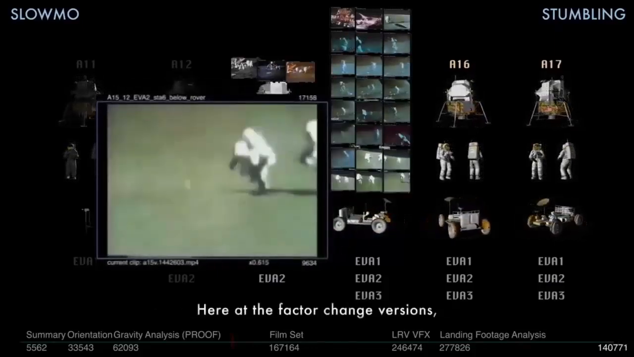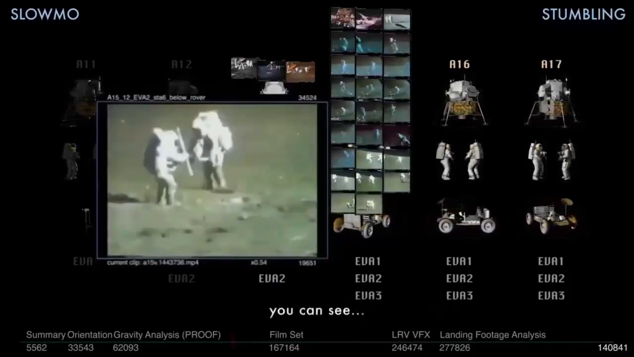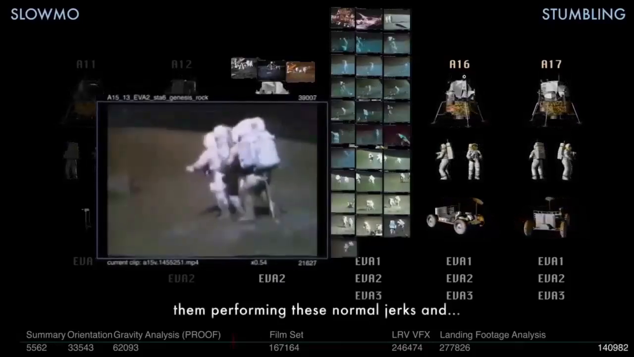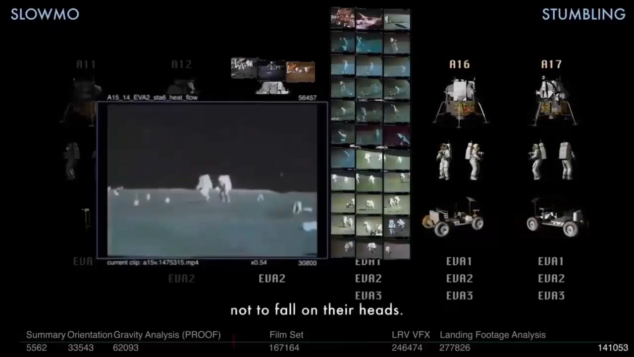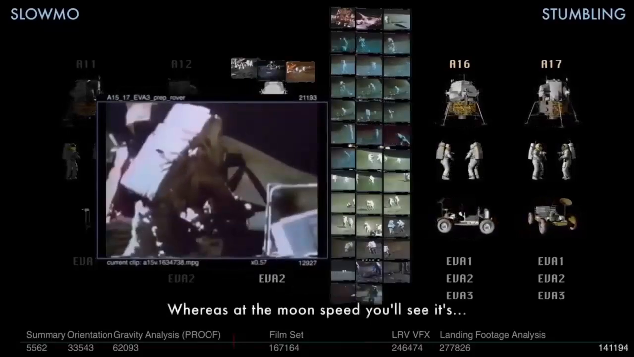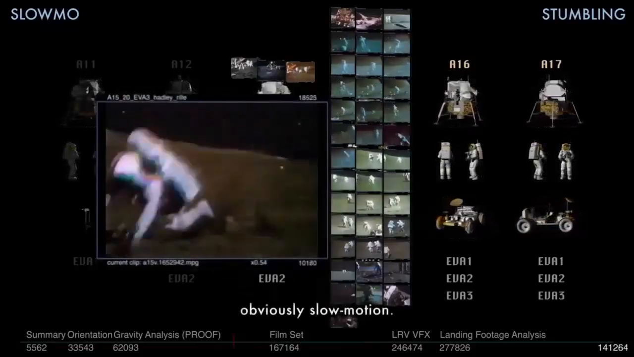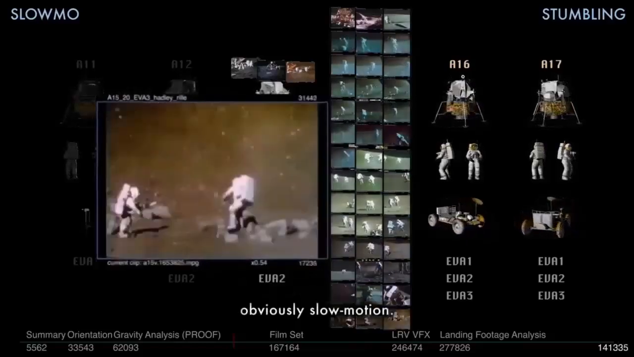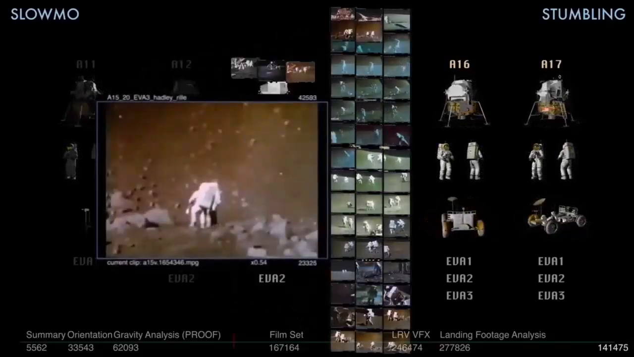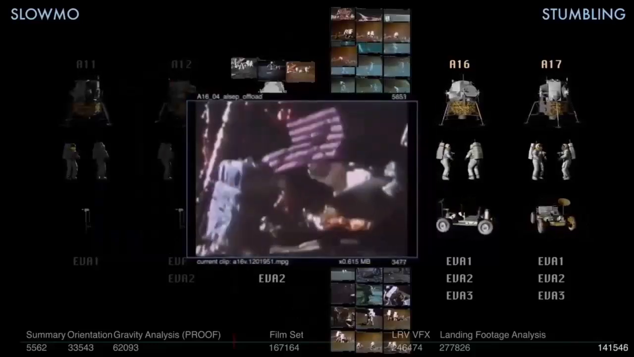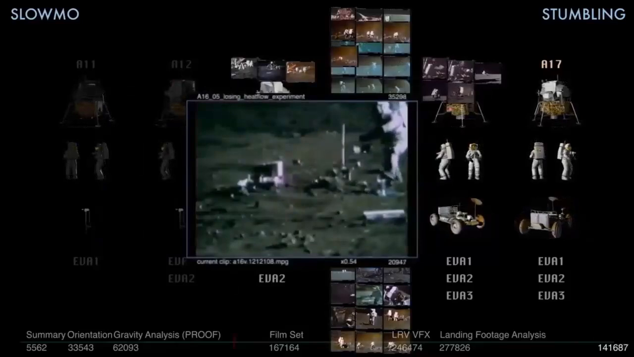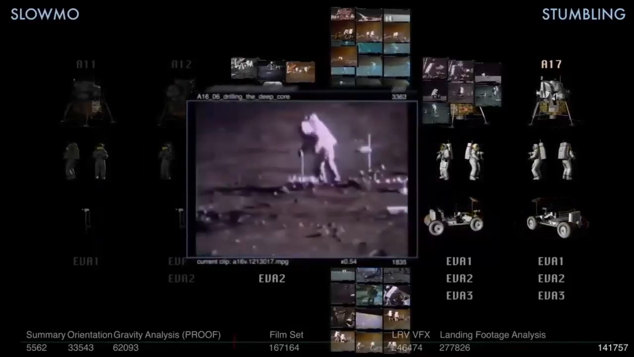Here at the factor change versions, you can see them performing these natural jerks and very quick adjustments, not to fall on their heads, whereas at moon speed, you'll see it's obviously slow motion. Here are a few examples of this. I have sped these clips up to prove that this was filmed in slow motion. It's quite obvious, isn't it?